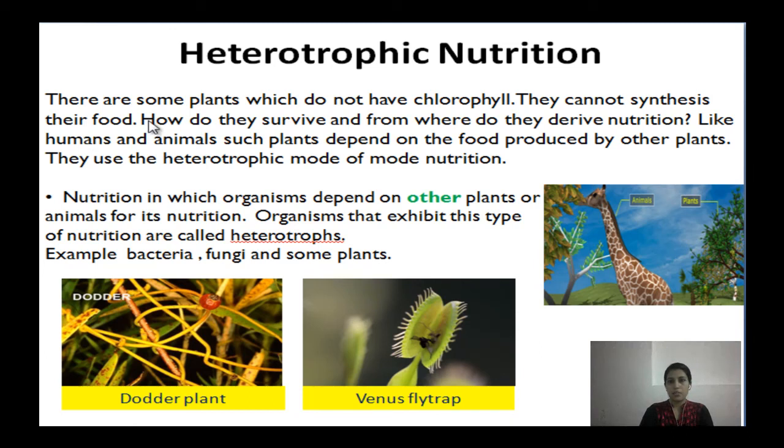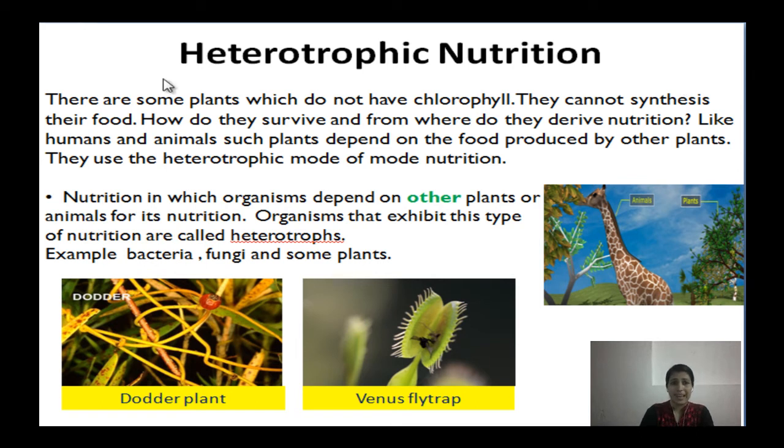Hello and welcome to the second part of chapter Nutrition in Plants. In the first part, we have learned about the autotrophic mode of nutrition and the process of photosynthesis. In the second part, we will learn about the heterotrophic nutrition and how the nutrients are put back into the soil.